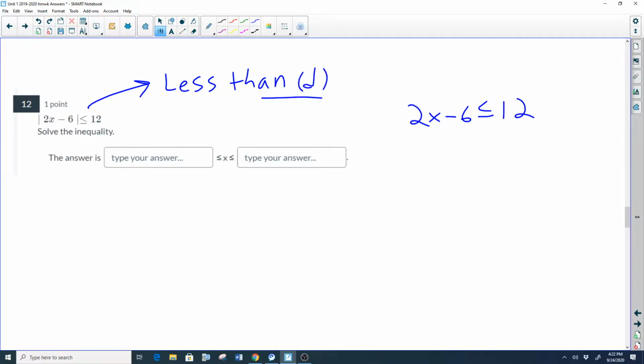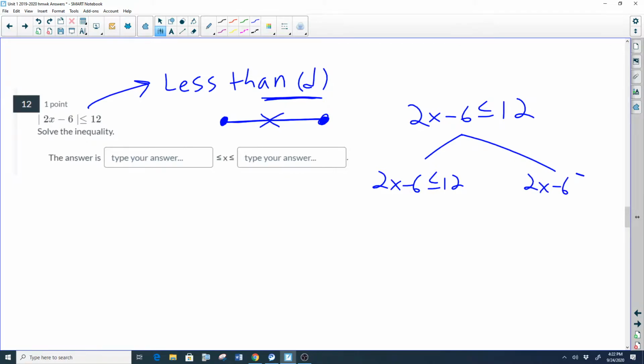The reason why is when you go to graph it, it's an equal to, so that's a solid dot. And since it's less than, that means it's going to be everything in between. So instead of going in opposite directions, you're going to go towards each other, and everything in between. Okay, so we'll split this into 2x minus 6 is less than or equal to 12, and 2x minus 6 is greater than or equal to negative 12. Remember, change the sign and the symbol for the second equation.